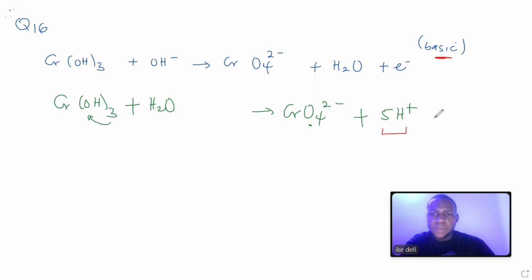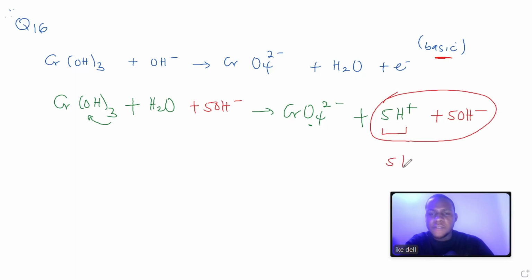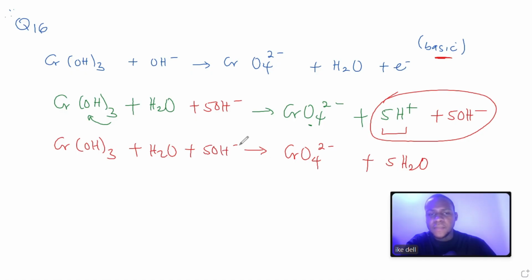So if I have 5H+, then it means I have to add 5OH- to both sides. Because it's an equation, I have to do the same thing on both sides, okay? Now, this here, 5H+ plus 5OH-, will give us 5 moles of water. Yes, that's because water is actually made up of H+ and OH-, okay? So that's why it should give us that. So I'm just rewriting what is left here, and this is what we have right now.